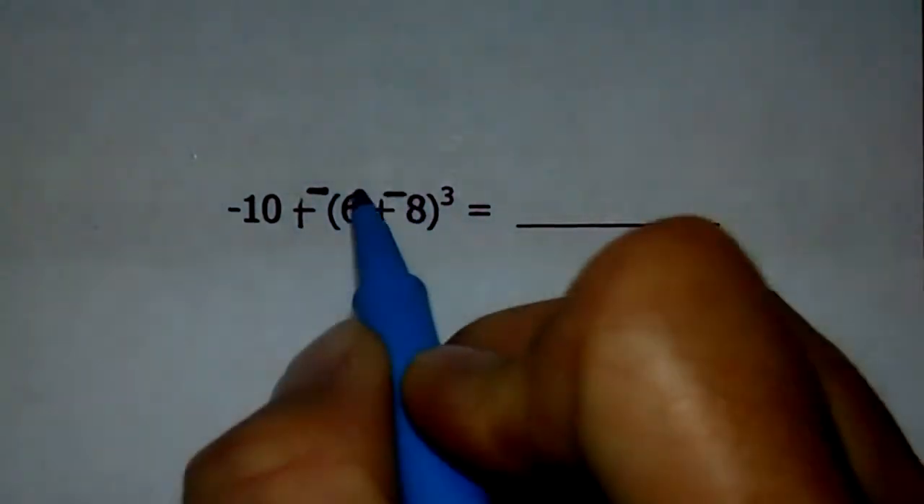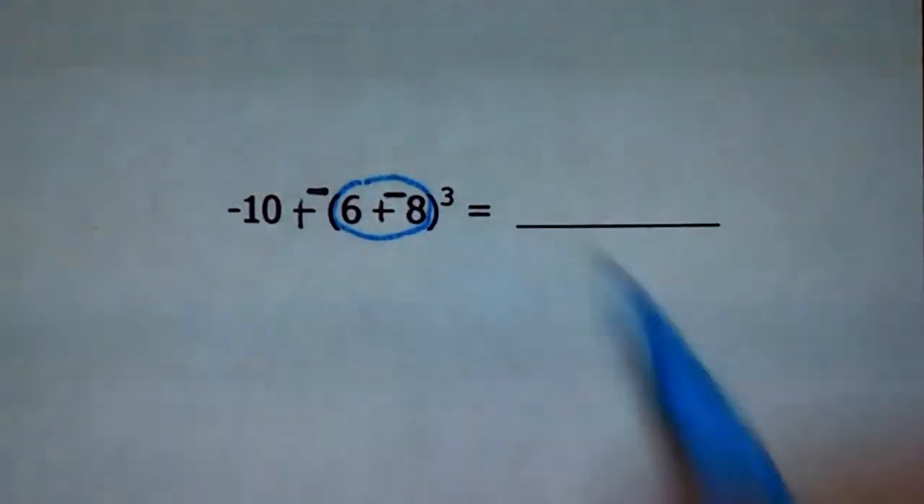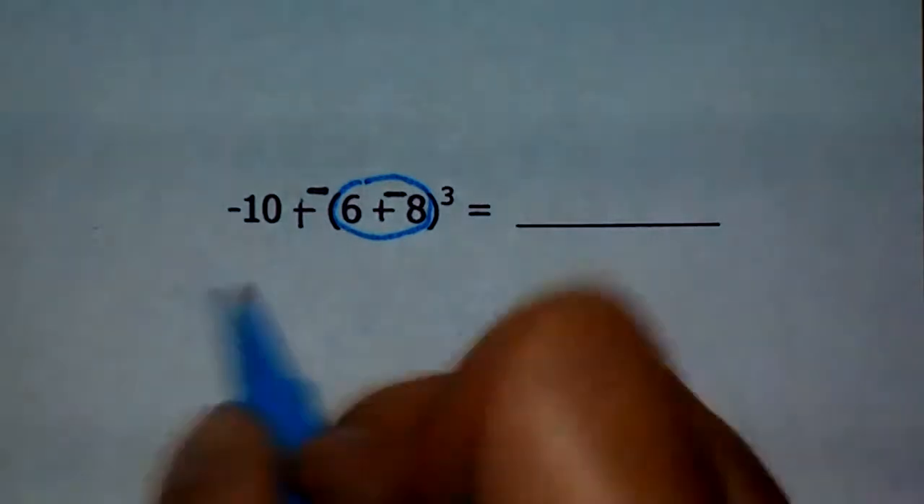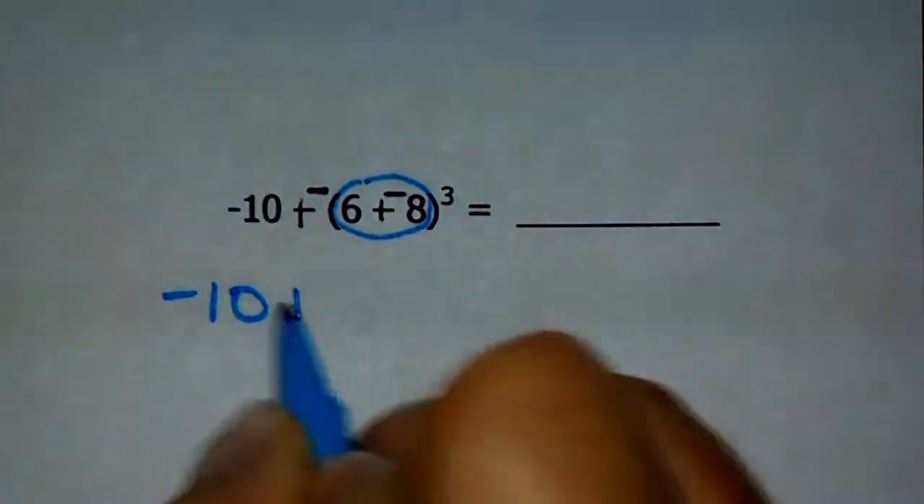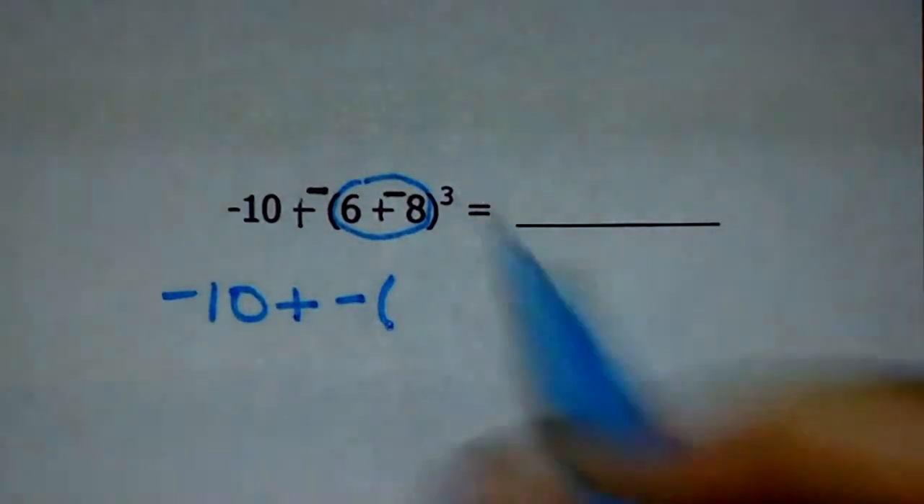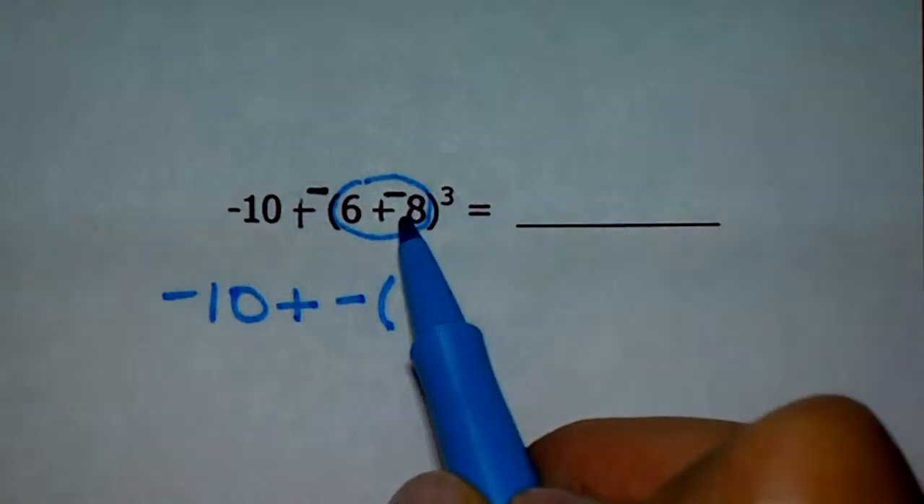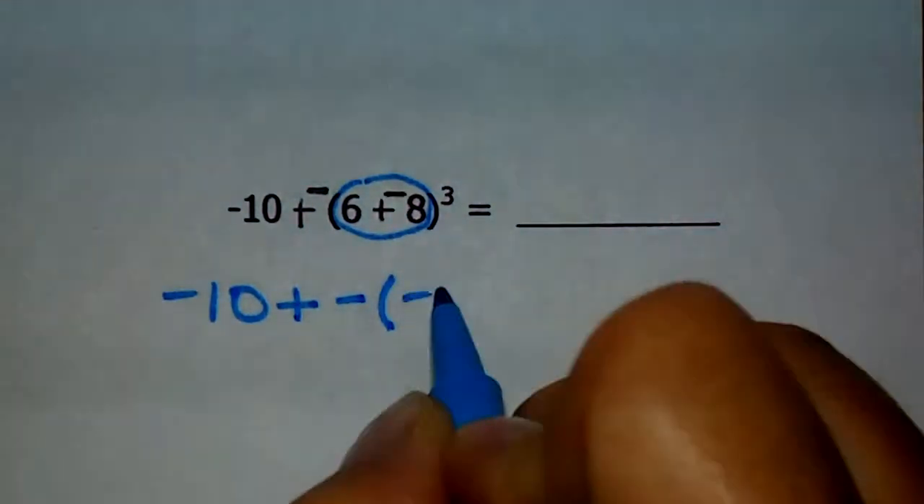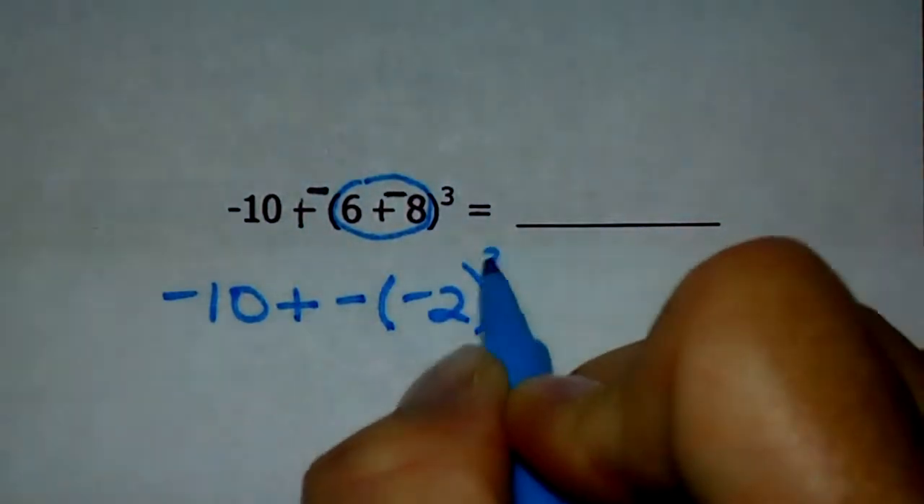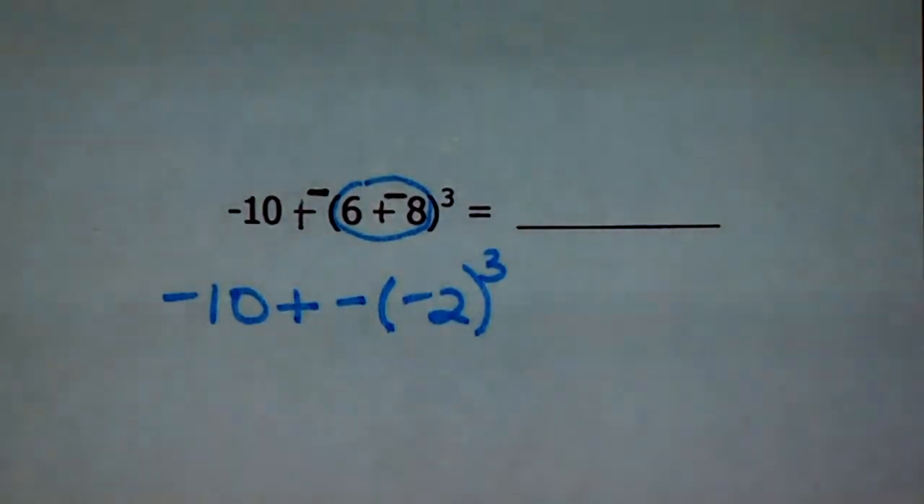Okay, according to order of operations, I'm supposed to take care of whatever's inside parentheses first, right? So that means I want to take care of this 6 plus negative 8. I'm going to rewrite everything else. So I have negative 10 plus the opposite of 6 plus negative 8 is negative 2, right? Subtract the digit, sign of the greater digit, and I still have this cubed here.